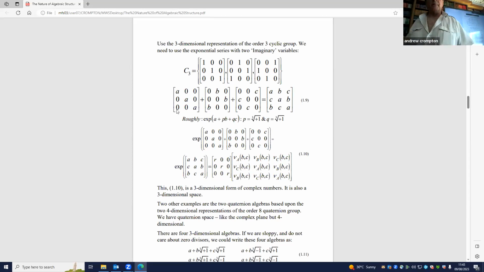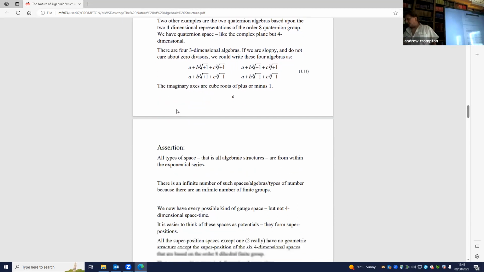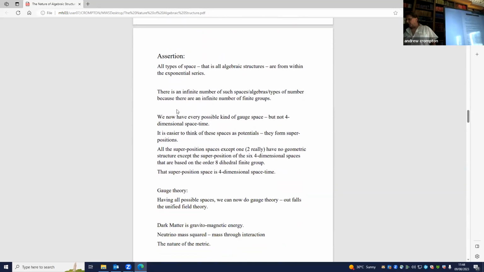We've never seen three-dimensional space in our life, and we never will. But it is a complete bona fide algebra. If we're careful about the zero divisors, we can write it as cube roots of plus one, cube roots of minus one. They're the four actual algebras that we have. It turns out that Clifford algebras are those underscored by those particular groups that have only C2 and C4 as subgroups. That's why you only get square roots of plus one and minus one.